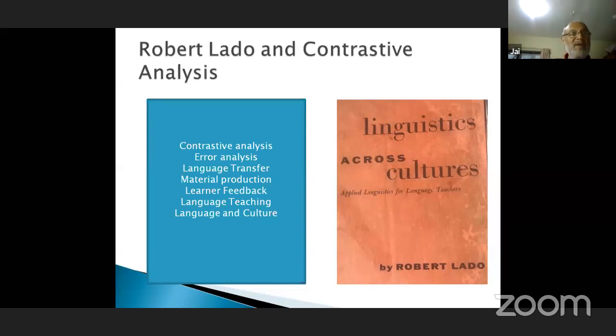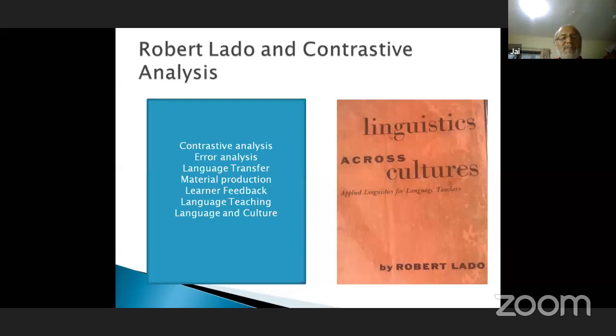in which area the learners need to get feedback, and also gave some insights into language teaching, because the preface was written by Charles Fries. And then he also shows the importance of comparison of two languages in order to produce the material. This is what you are well aware of, right, from your B.Ed course.